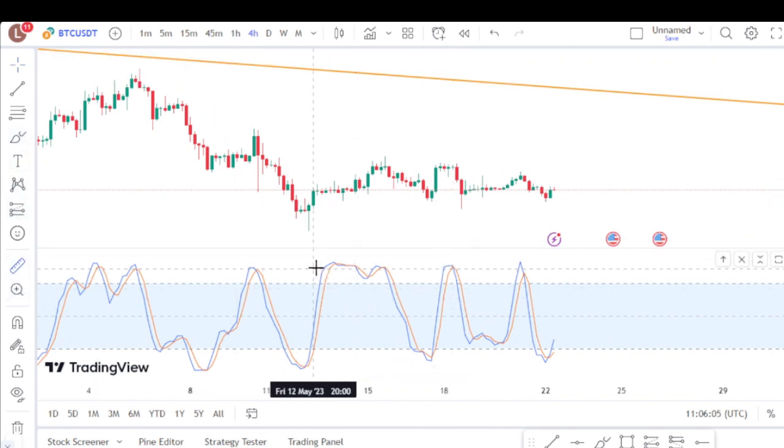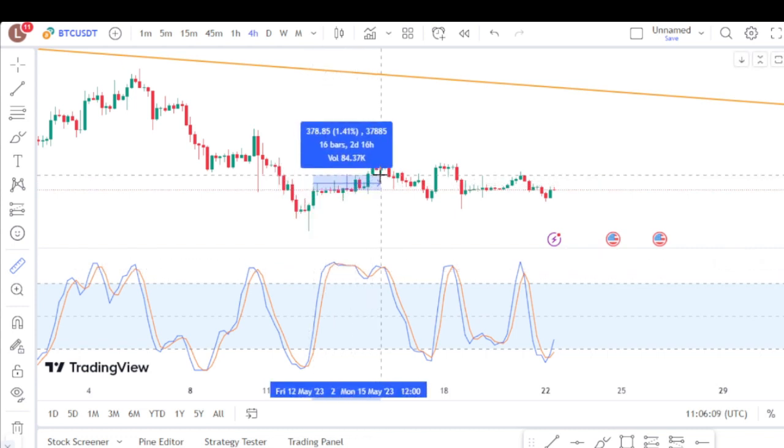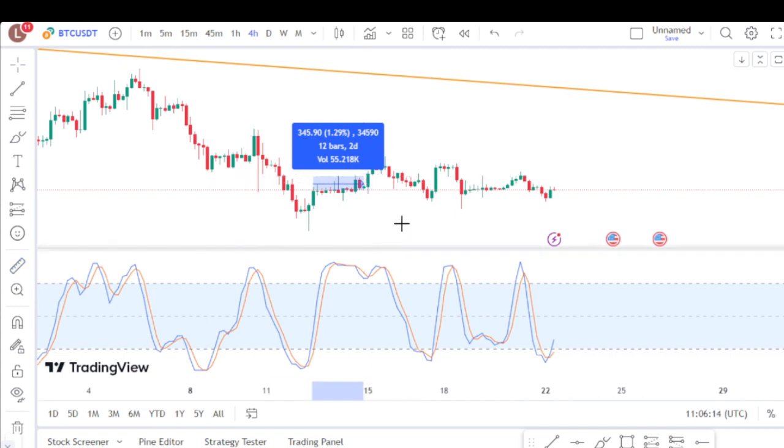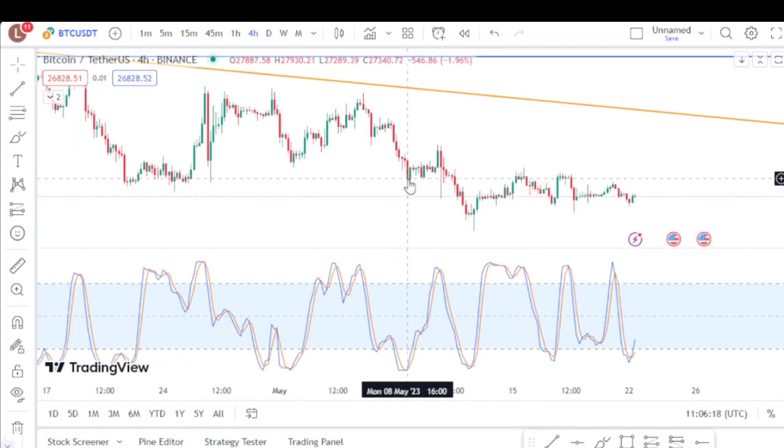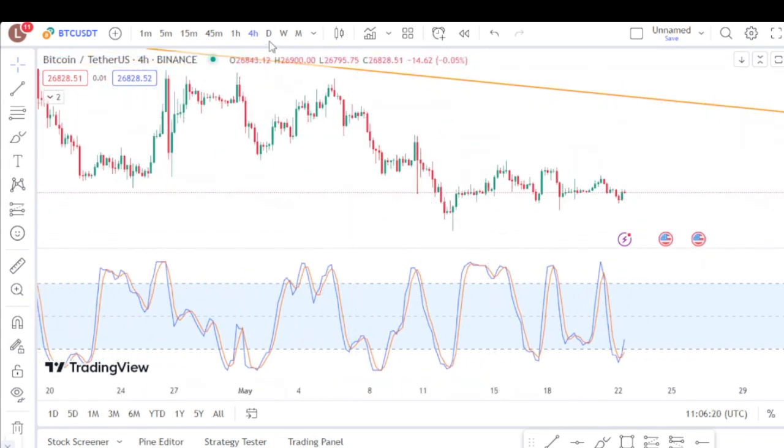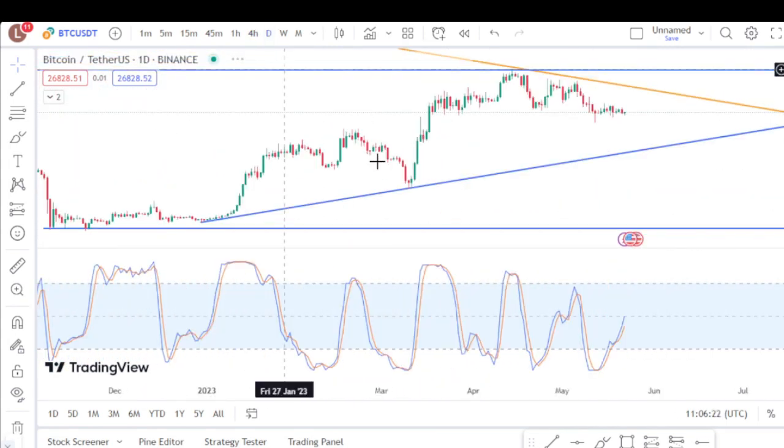All right, when the market is ranging, the market can be at the overbought level for some time, just like here. Okay, it can be at the overbought level for some time before it goes either downward or it continues to go up and all of that. Okay, and then on the daily time frame, you can see it here.